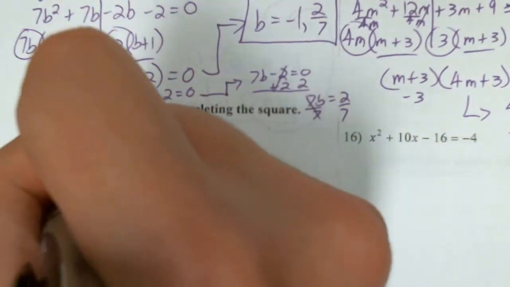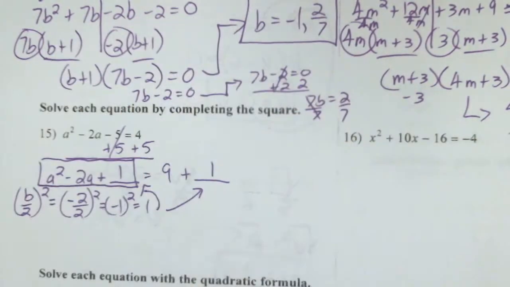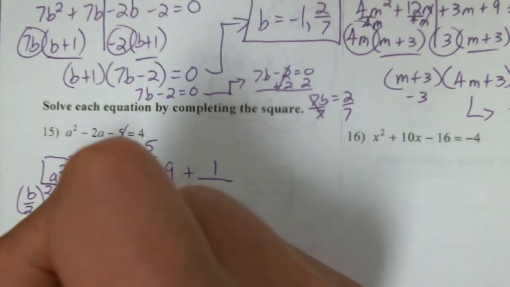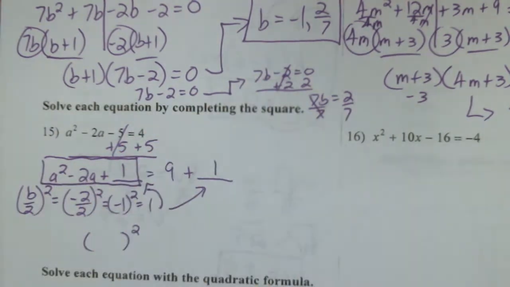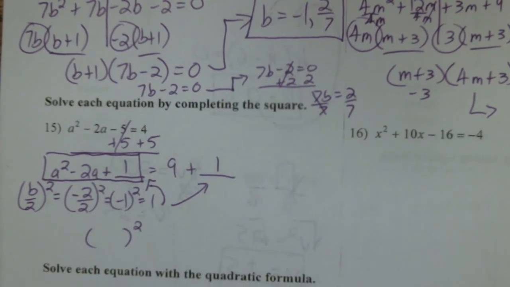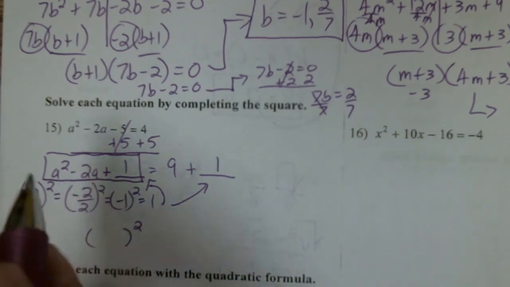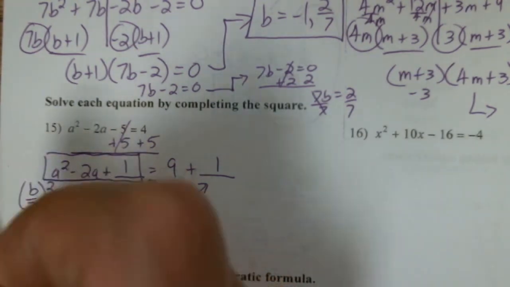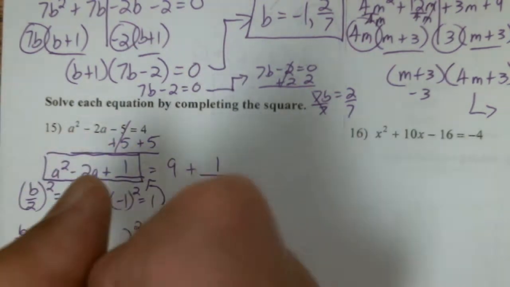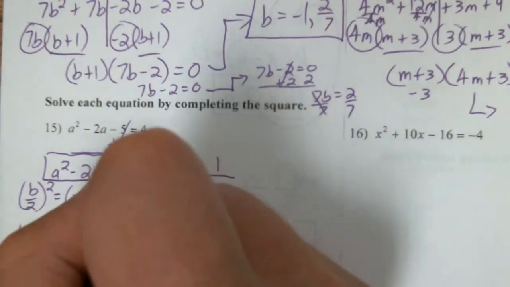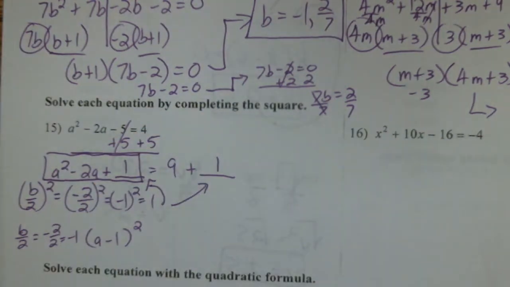Now, how does this perfect squared trinomial factor? I know it's going to be a parentheses squared piece. Every time I complete the square, when I get down to the end, I know I'm going to have a parentheses squared piece. To figure out what goes in that is simply half of b. So if I take half of -2, that gives me -1. So an a minus 1 goes in the parentheses squared.